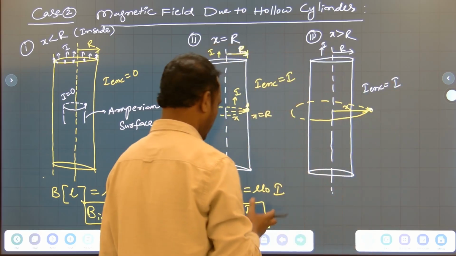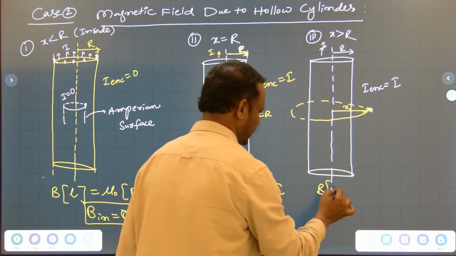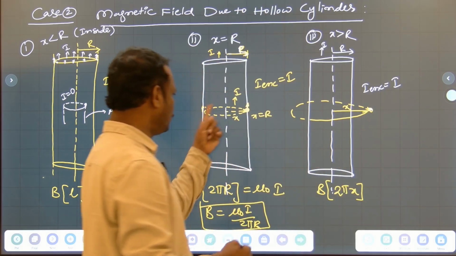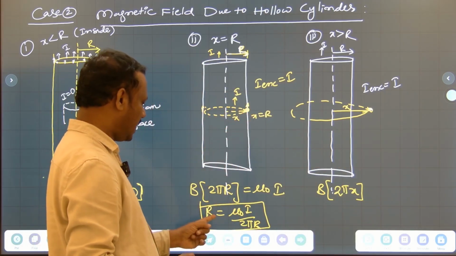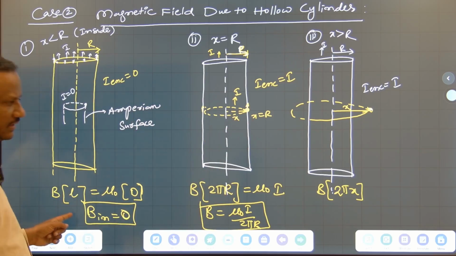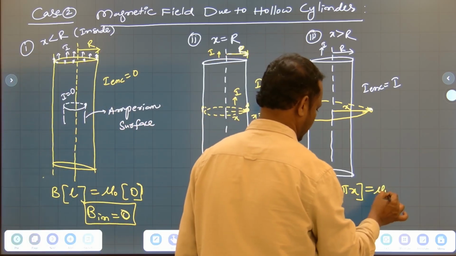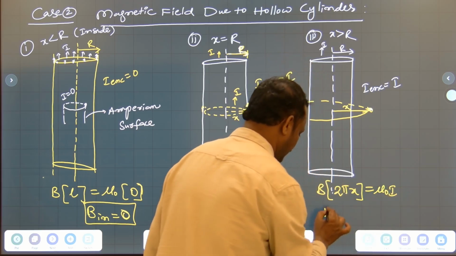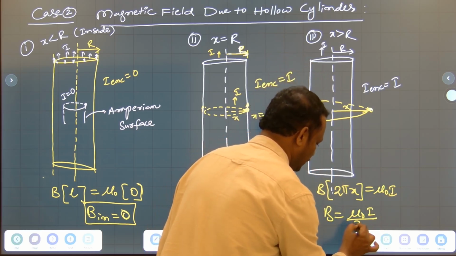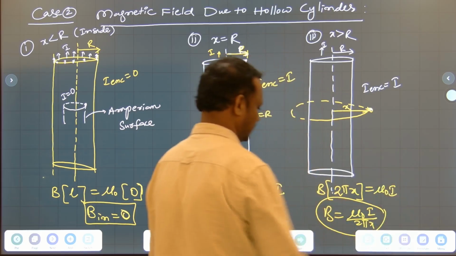So now, how do you write this one? B times dL means again 2 pi R, where R is X here. So 2 pi X. Earlier, in place of X we had R, so nothing extra was required; that's what I didn't write. This is equal to mu naught times I. So B is equal to mu naught I by 2 pi X. That is the relation for the magnetic field.